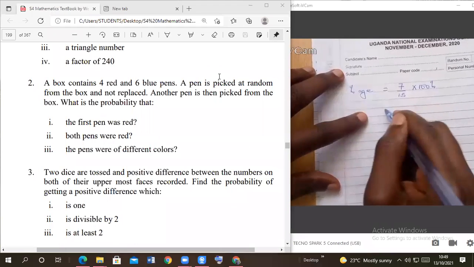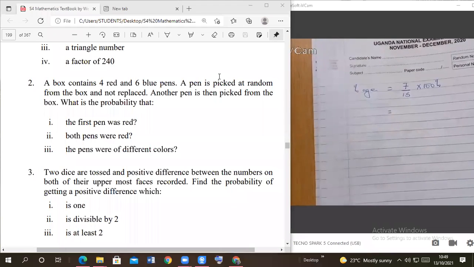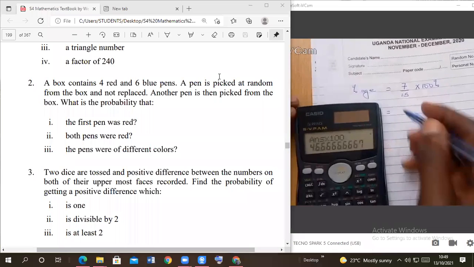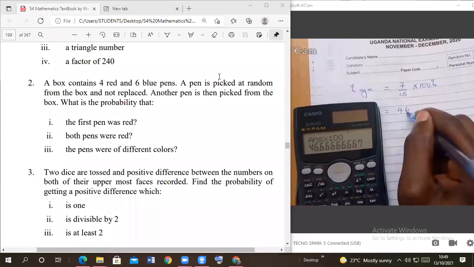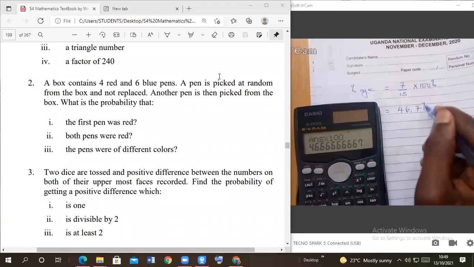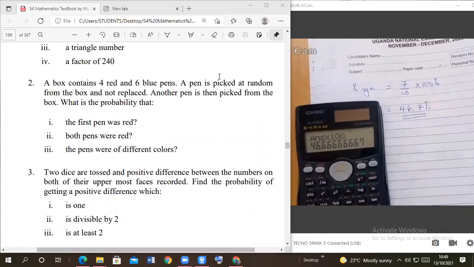What do you get? 7 divided by 15 times 100. So what's the chance? The chance is 46.7 percent.